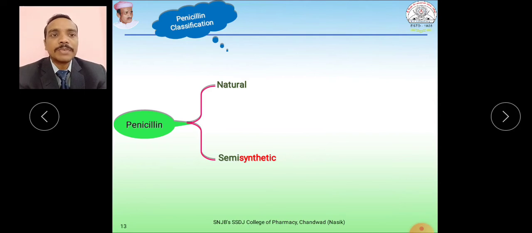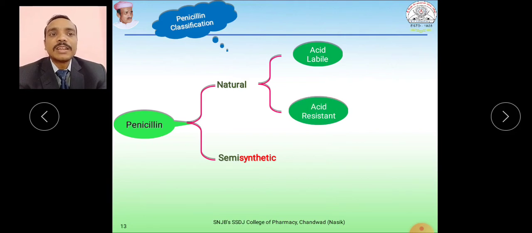So the naturally obtained drugs here are acid labile, meaning not resistant to acidic condition, they are rapidly hydrolyzed in acidic condition, and then these were modified again. Certain ones are also obtained from natural source which are acid stable. So examples for this: penicillin G, and acid resistant penicillin V.